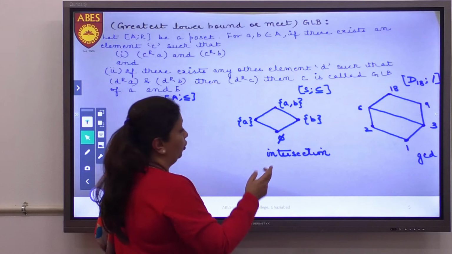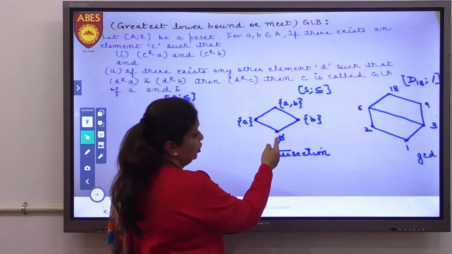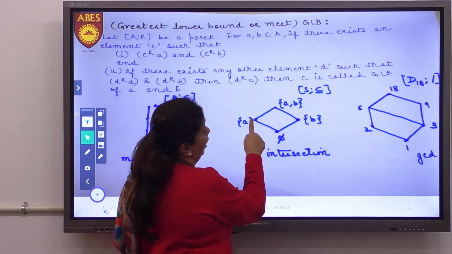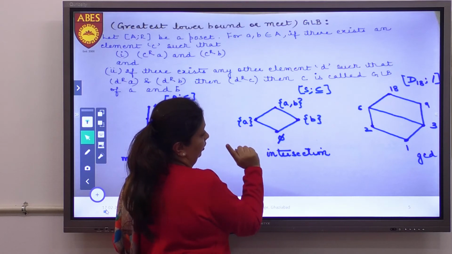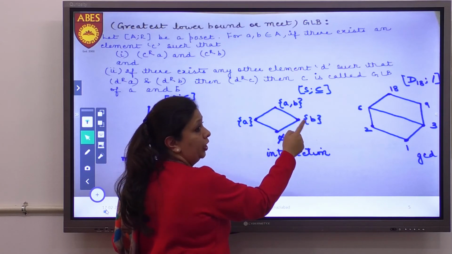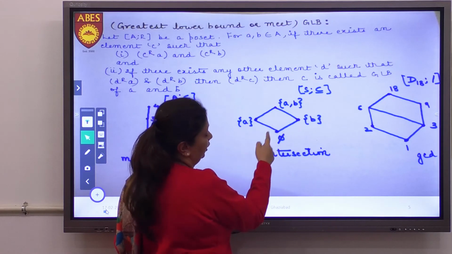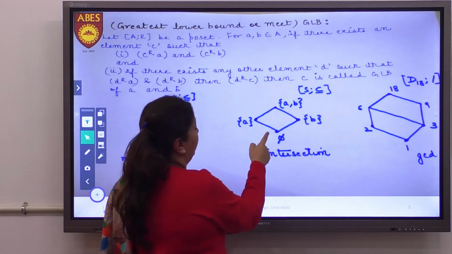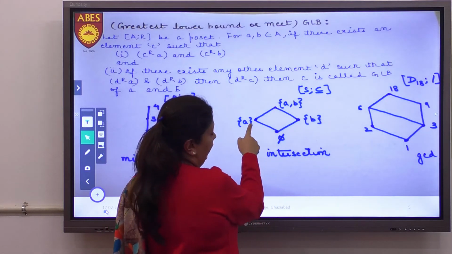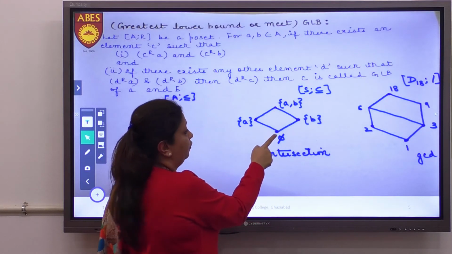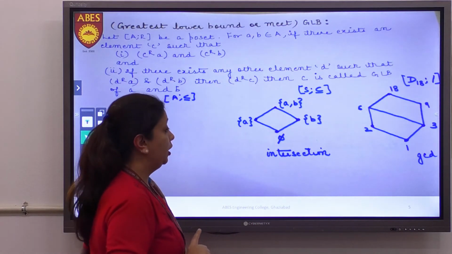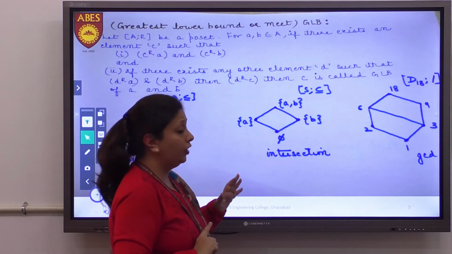Now if I want to find out the GLB for this A and B, see, now phi is related with A, phi is related with B. So it satisfies the first property, that is phi is going to be your GLB. Similarly, if I take phi and A, phi is related with itself, phi is related with A. So phi is going to be GLB. So this is the way through which we can find it out.